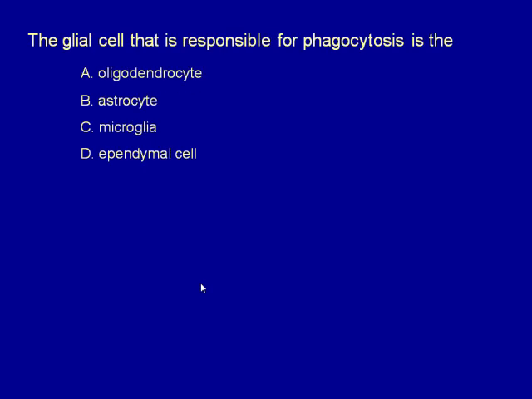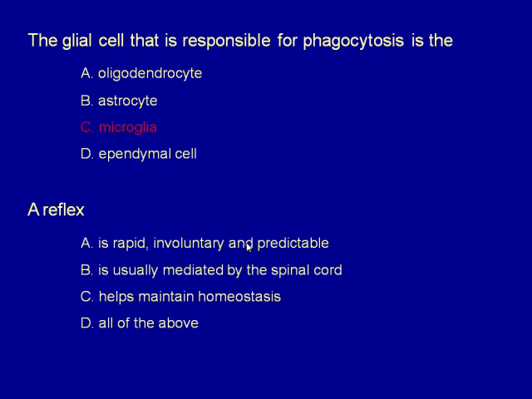The glial cell that is responsible for phagocytosis is the oligodendrocyte, astrocyte, microglia, or ependymal cell. The microglia are the phagocytic cells. The oligodendrocyte is in the central nervous system making the myelin sheath. The astrocyte helps with the blood-brain barrier, and the ependymal cell helps with the production of cerebrospinal fluid.